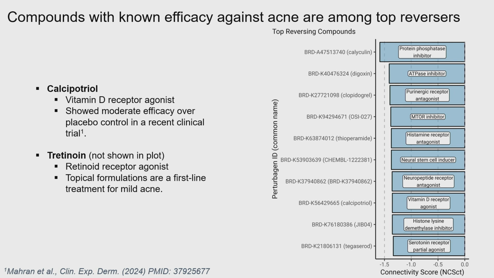So when we looked at the top reversing compounds, we found a few drugs that have already shown some efficacy in treating acne, including calcipotriol, which is a vitamin D receptor agonist, which has showed some modest efficacy for acne, as well as tretinoin, which is a retinoid receptor agonist, which is commonly used for mild acne. And identifying these compounds really gave us some confidence that there might be other therapeutics in this list, or other compounds in this list that could have some therapeutic efficacy.